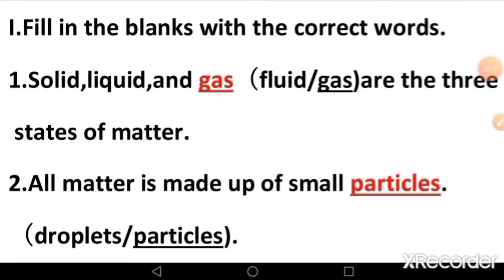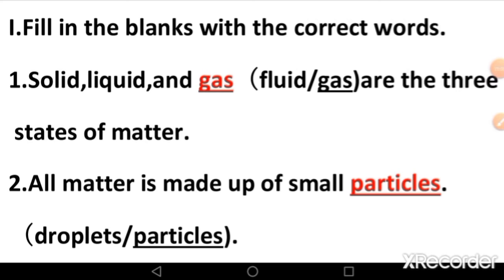So, first fill in the blank. Solid, liquid and dash are the three states of matter. Answer is gas, because another option, fluid, means the thing or liquids which can flow from one place to another. So here answer is gas. Second fill in the blank. All matter is made up of small dash. Options are droplets and particles.